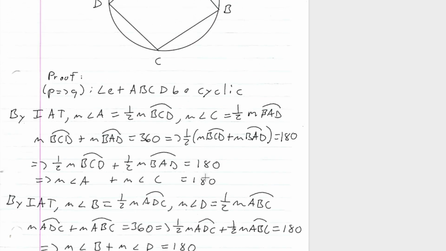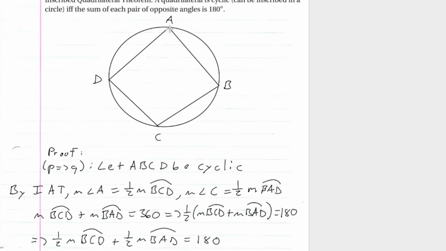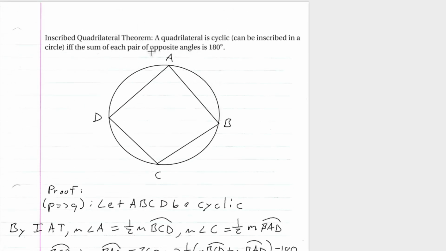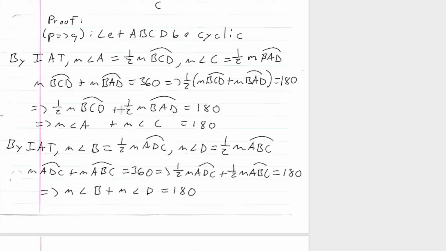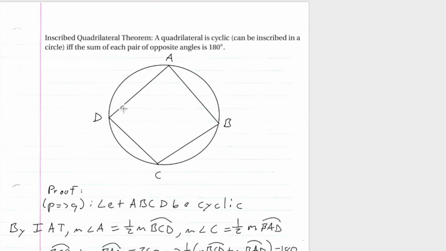So we've proven that if ABCD is cyclic, then the sum of the opposite angles is 180. Since this is an if and only if statement, now we're going to move on to the converse. The converse says, if we have quadrilateral ABCD and the sum of the opposite angles is 180, then that quadrilateral must be cyclic.